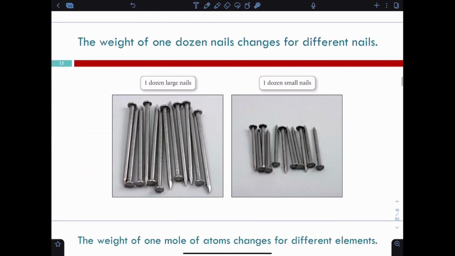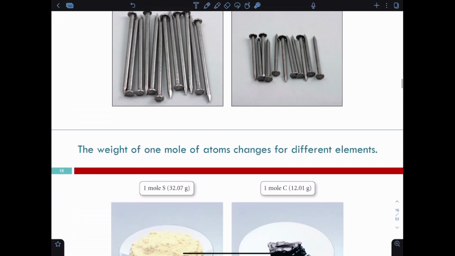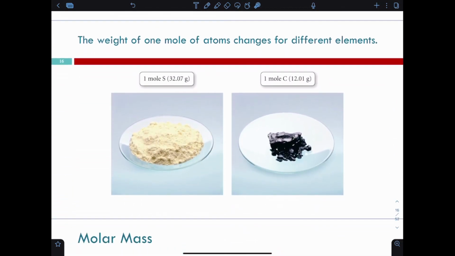The mass of 1 mole of an atom or an element is going to change depending on how heavy the individual atoms of the element are. If we take 1 dozen large nails, 12 of these big nails, and I weigh those, they are going to weigh more than 1 dozen small nails, because every nail weighs more. I could weigh 1 of them, I could weigh 12 of them, it's going to weigh more.